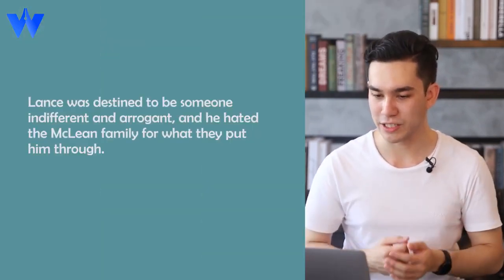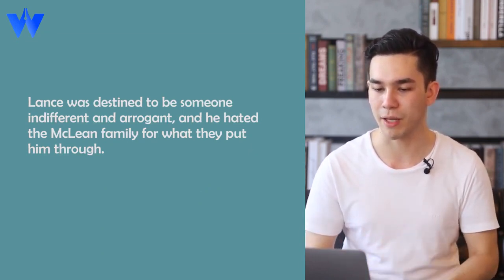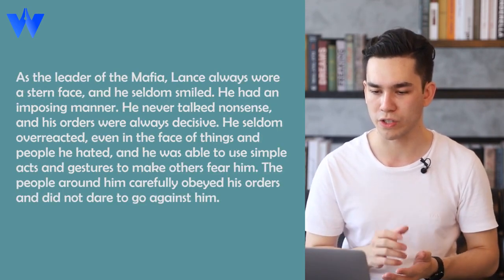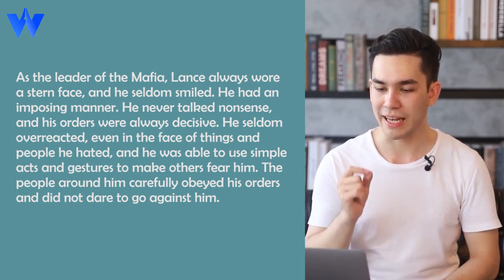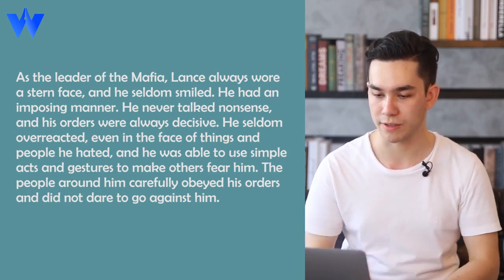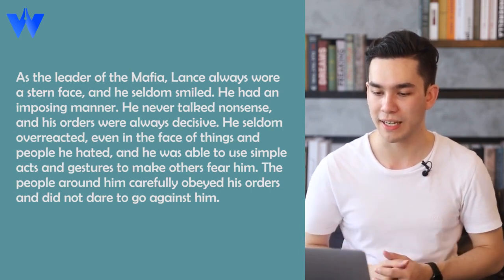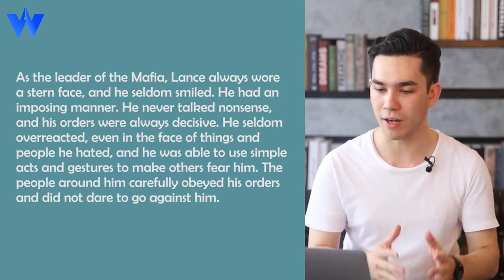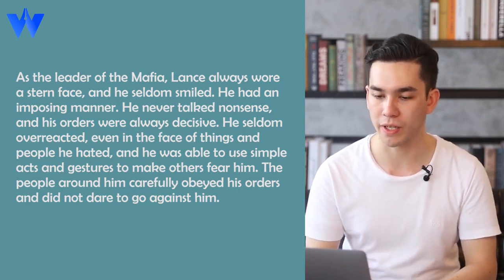Lance was destined to be somewhat indifferent and arrogant, and he hated the McLean family for what they put him through. As the leader of the mafia, Lance always wore a stern face, and he seldom smiled. He had an imposing manner, he never talked nonsense, and his orders were always very decisive. He seldom overreacted, even in the face of things and people he hated. He was able to use simple acts and gestures to make others fear him. The people around him carefully obeyed his orders and did not dare to go against him.